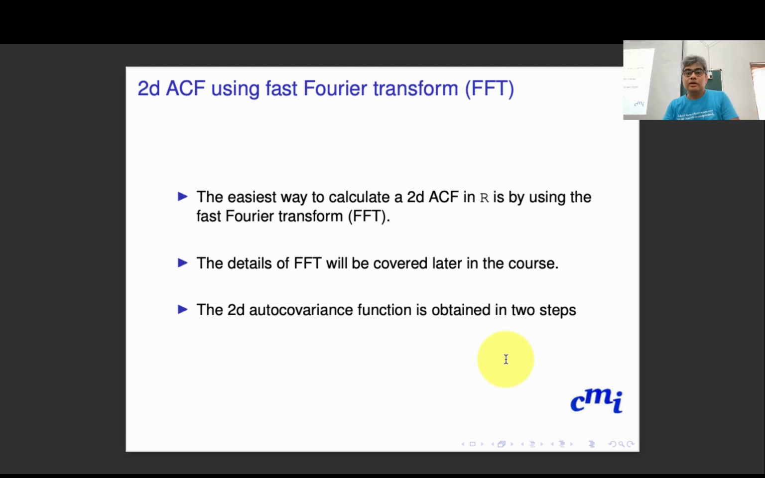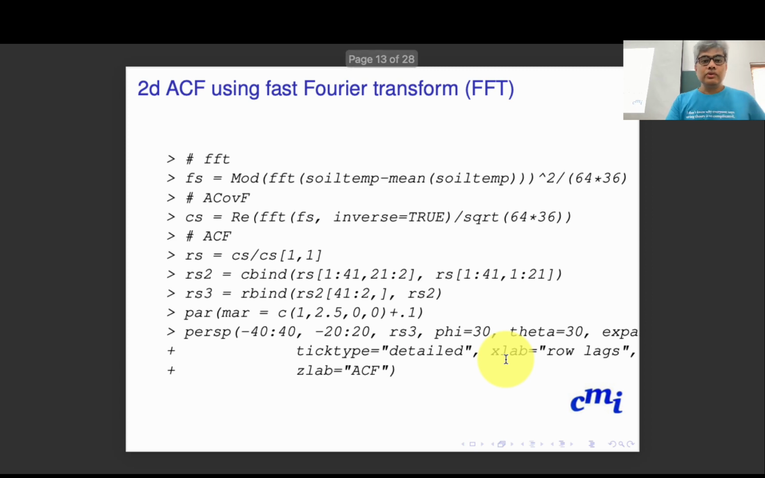The easiest way to calculate the 2D ACF in R is by using the Fourier transform, and the details of FFT will be covered later in the course. Effectively that is the easiest way, and we will do that only. We will not go into the detail of the fast Fourier transform. So here is the piece of code that I'm showing you. Later, when we do the hands-on, we will run this code and see.